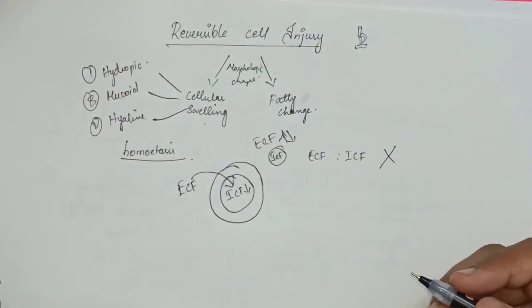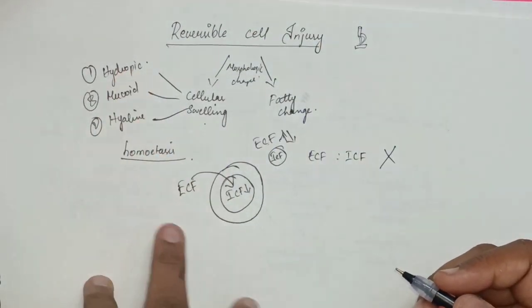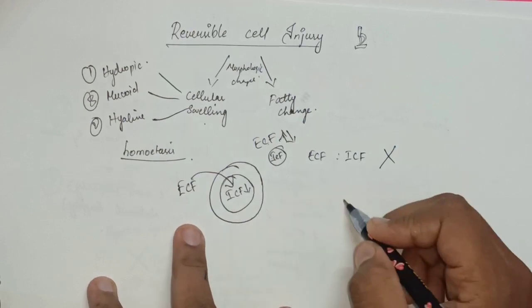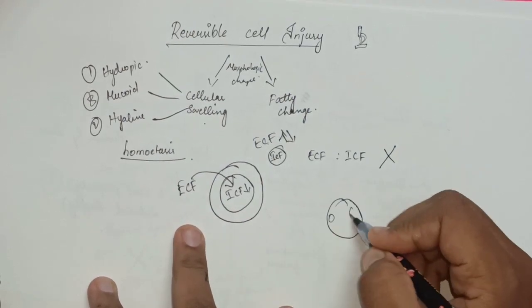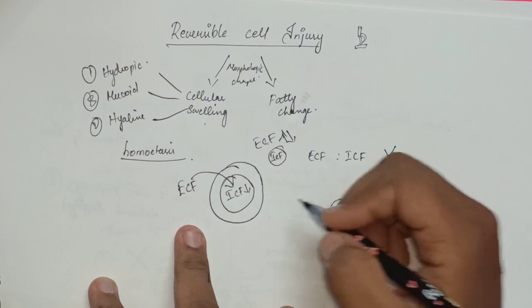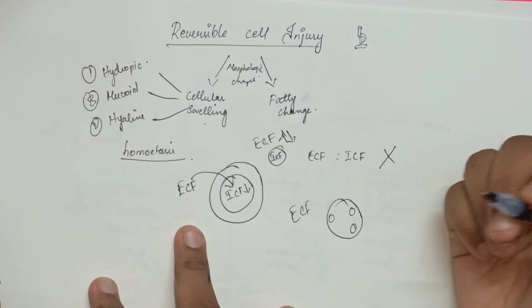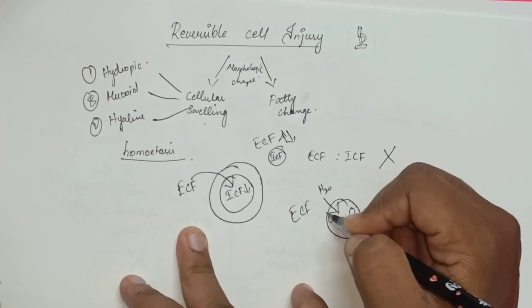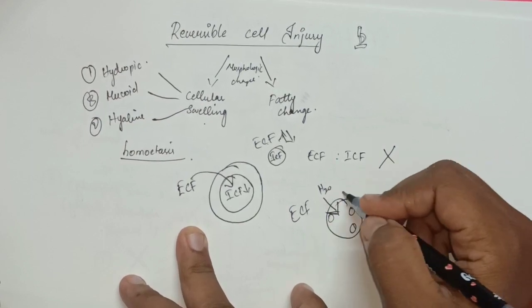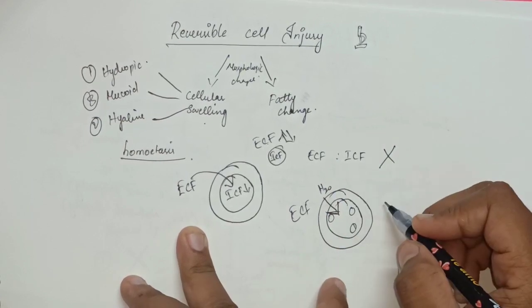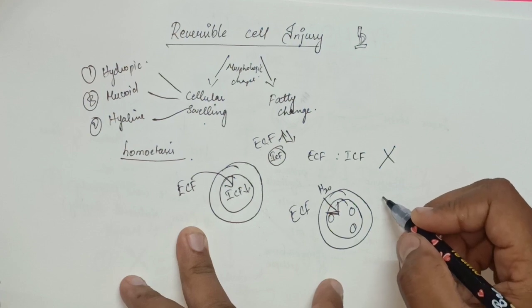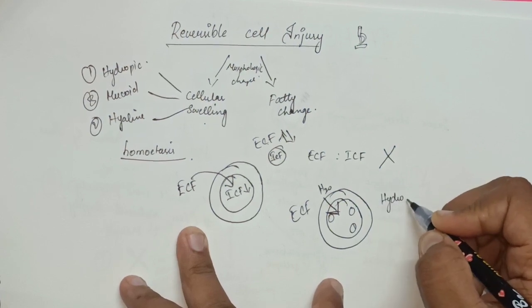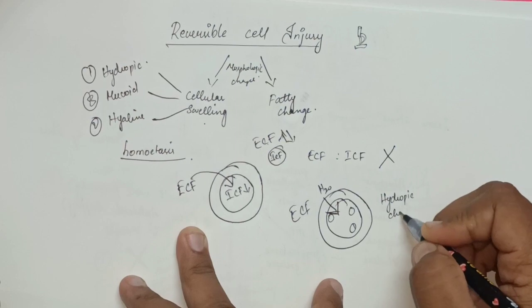The first one is hydropic change. When water from the extracellular fluid goes inside and causes cellular swelling, that is called hydropic change. Hydropic change of reversible cell injury. Water goes inside the cell and produces swelling of the cell, that is your hydropic change.